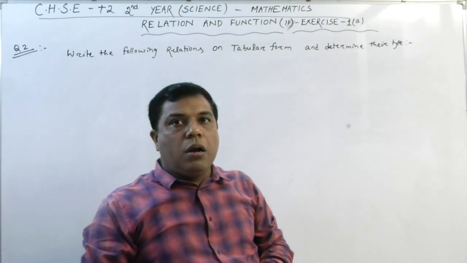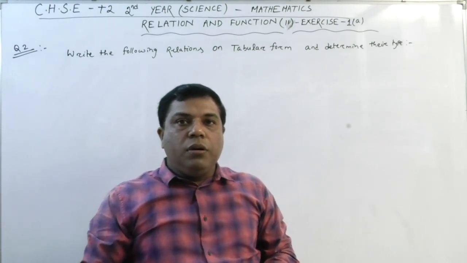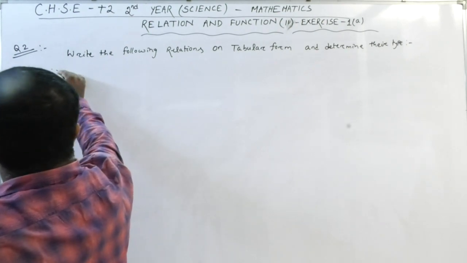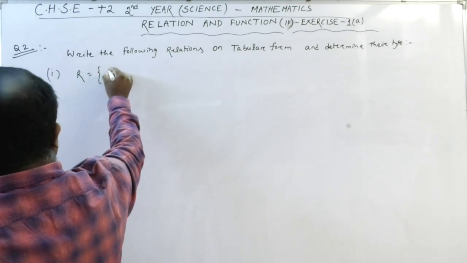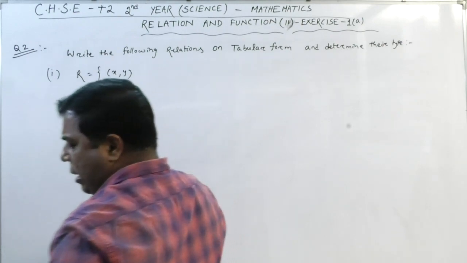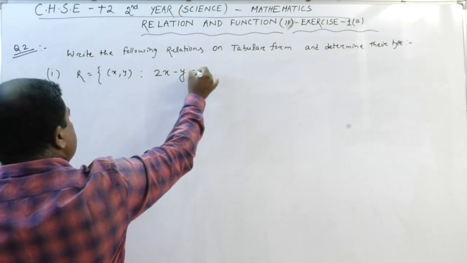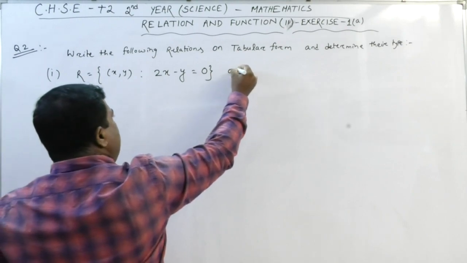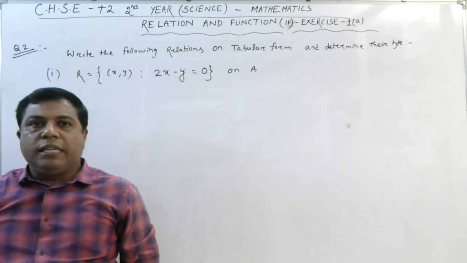Is it reflexive or not? Is it symmetric or not? Is it transitive or not? Later you have to determine their type. So I am going for bit 1. You see, on bit 1 the relation R is given as the ordered pair (x, y). It is a relation between the elements x and y, given so that 2x minus y is equal to 0 on A, where x and y belong to set A.